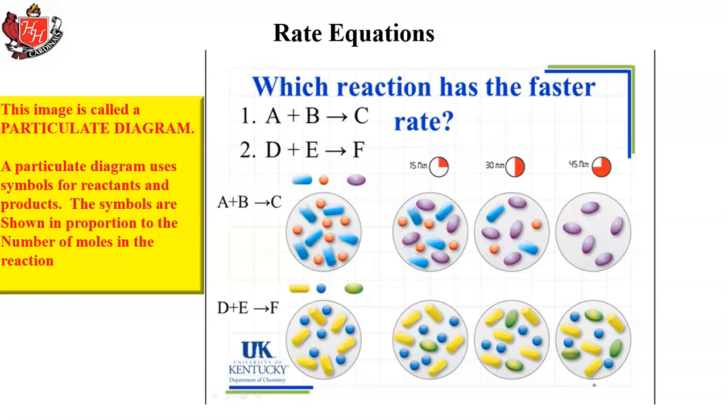In this case, the yellow ovals are D and the blue circles are E, and when you put those together over the same 45 minutes, you notice that it produces some of the green ellipses. That would be the product, F, but not all of the reactants went to product. Only some of them did, and some of them stayed as reactants.